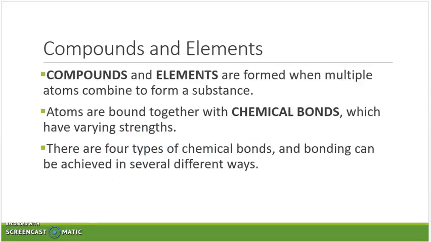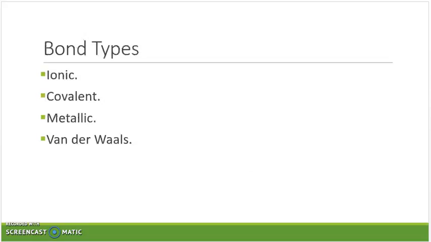Compounds and elements are formed when multiple atoms combine to form a substance. These atoms are bound together with chemical bonds, which have varying strengths. There are 4 types of chemical bonds, and bonding can be achieved in several different ways. The 4 types of bonds are ionic, covalent, metallic, and van der Waals. We're going to explore all of these bond types in the next slides.